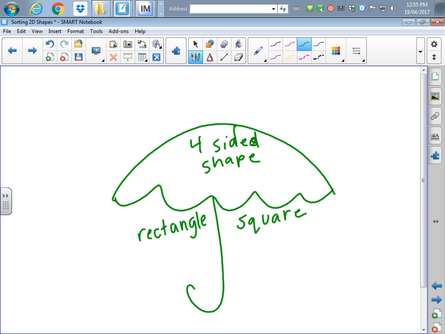We really need to stretch our thinking here. Lucy? A polygon, yes. A polygon is any shape that has more than 3 sides, and those sides all have to be straight. There are no curved sides.